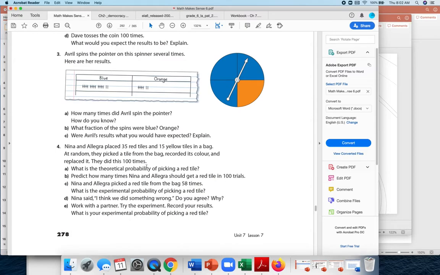It's done 100 times. What is the theoretical probability of this? Then predict how many times they should grab this. And then they tell you some results from what they actually got, and you're thinking about whether this makes sense or doesn't make sense. So give this your best.